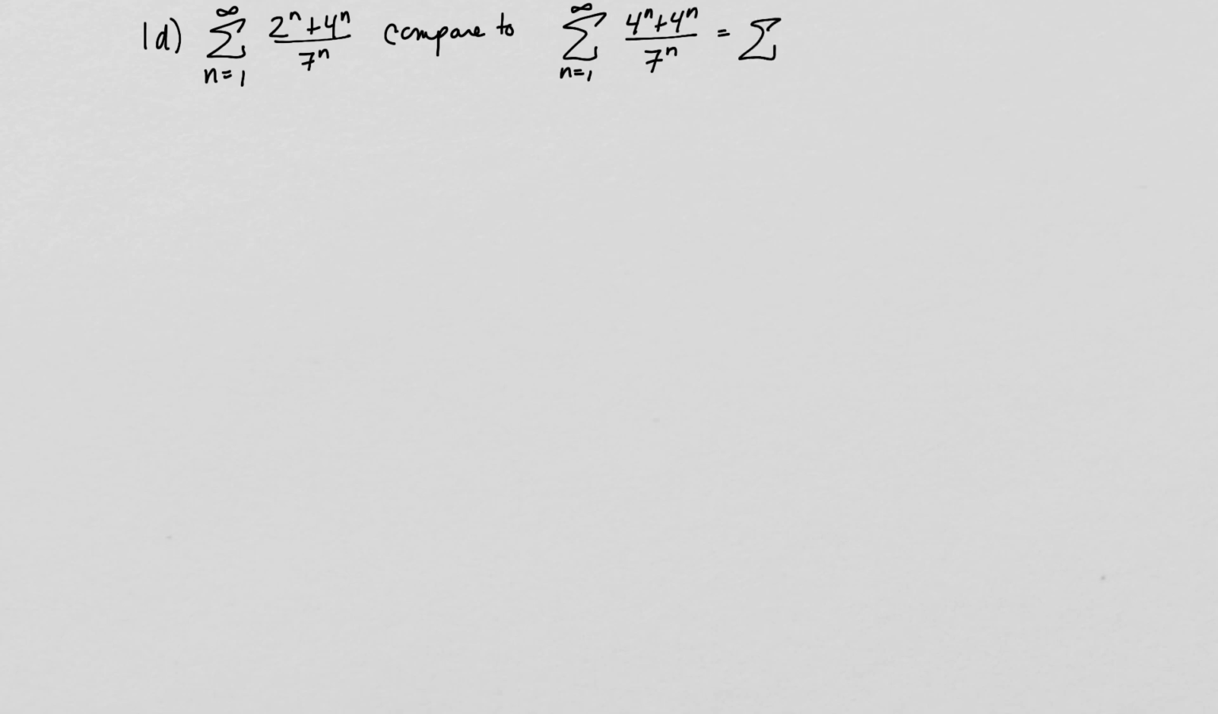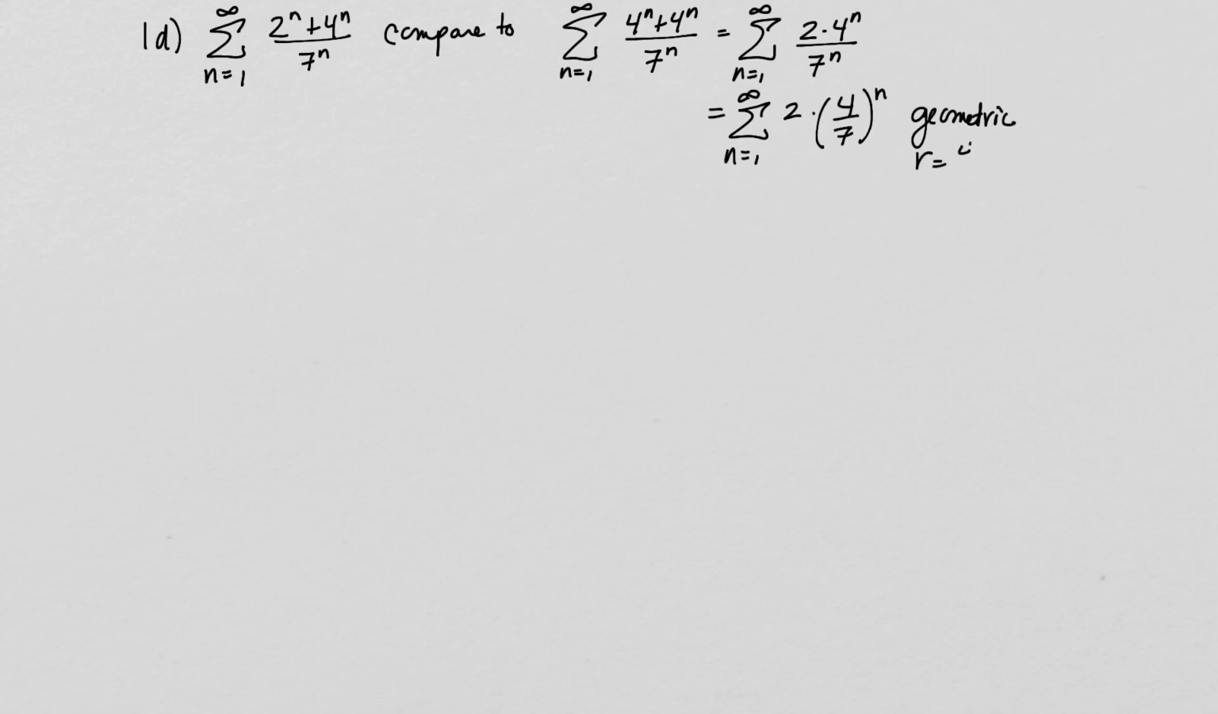So this would be the summation n equals 1 to infinity of 2 times 4 to the n over 7 to the n, or the summation n equals 1 to infinity of 2 times 4/7 to the n. So it's still a geometric series. r is still 4 over 7. That's still less than 1. This still converges. Right. So I still get a pretty nice series to compare it to.